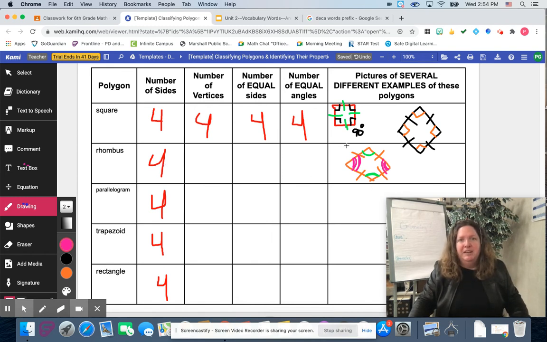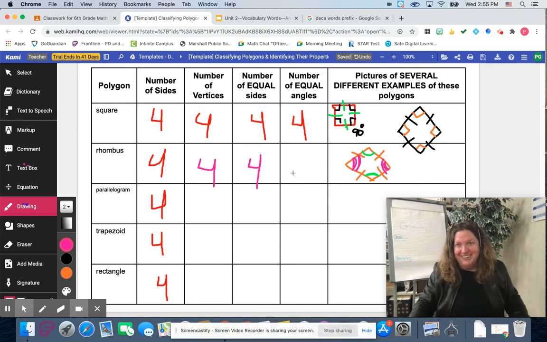All right. How many vertices does it have? Well, there's 1, 2, 3, 4. It has 4 sides. It has 4 vertices. How many equal sides? A rhombus has 4 equal sides. So that number is still 4. How many equal angles? This is tricky. How many equal angles are there?